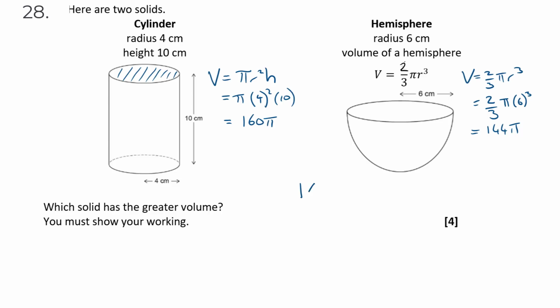So clearly 160 pi is bigger than 144 pi. So which has got the greatest volume? The cylinder has the greater volume.